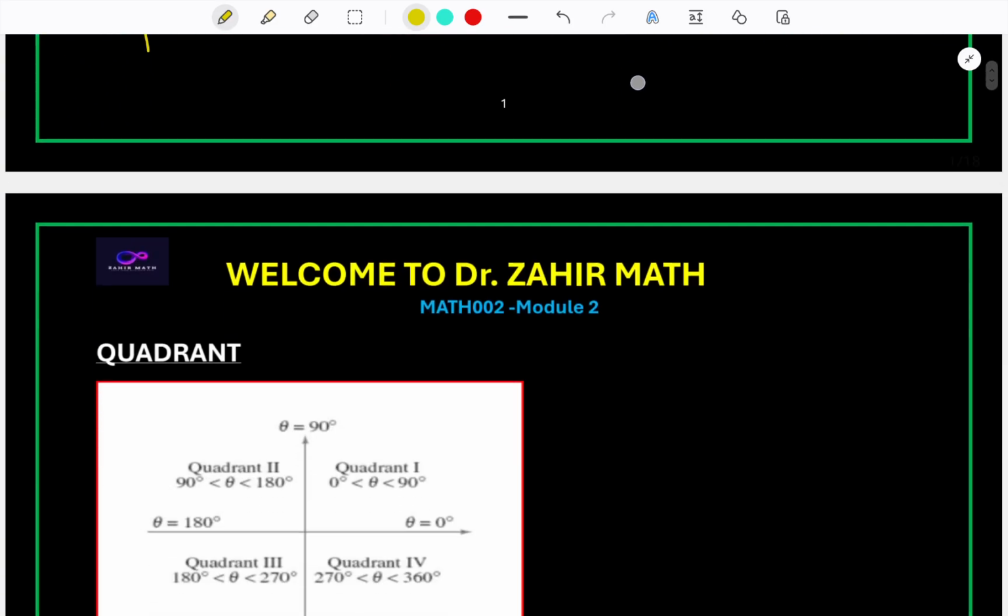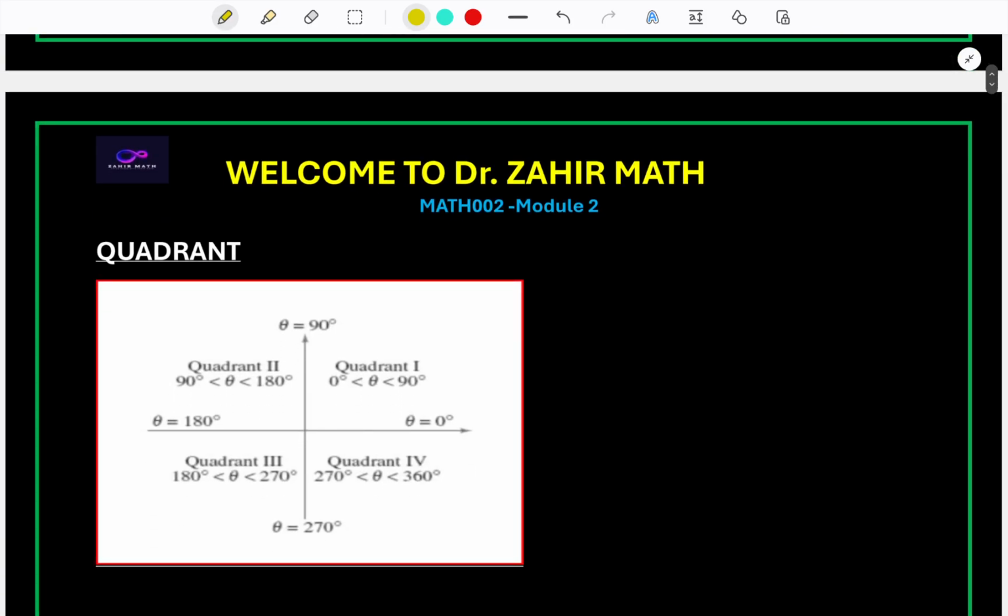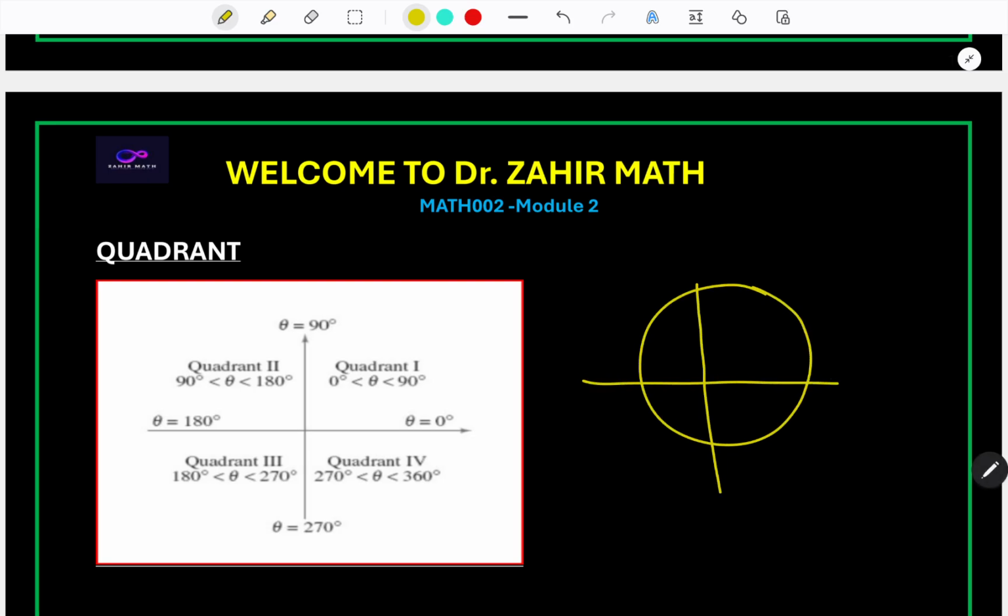Angles can also be measured in a circle manner. This is going to be your circle, right? I have already divided this into 4 equal parts. This is 0, this is your 90, this is 180, this is 270 and this is equal to 360, right? So it's divided into 4 equal parts.